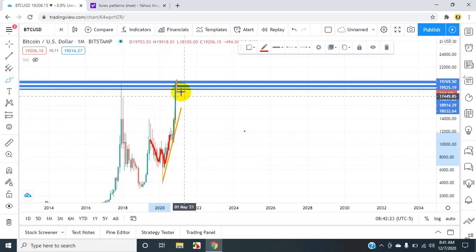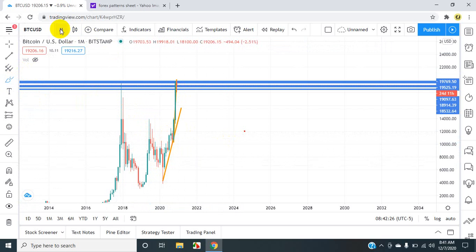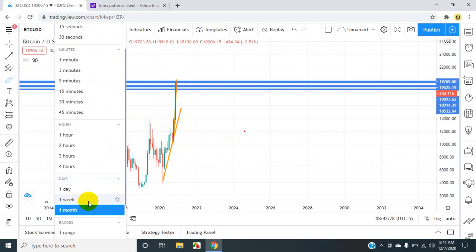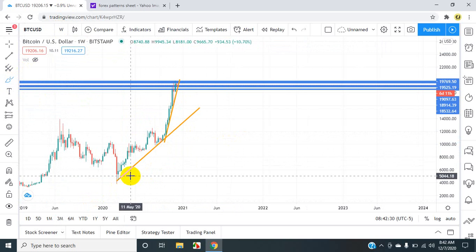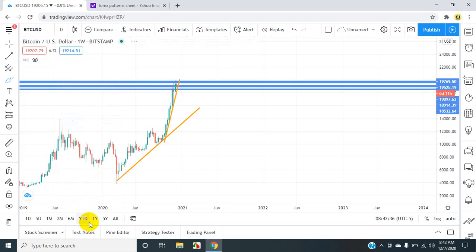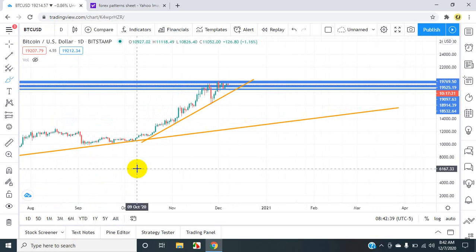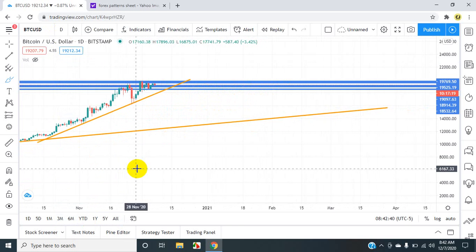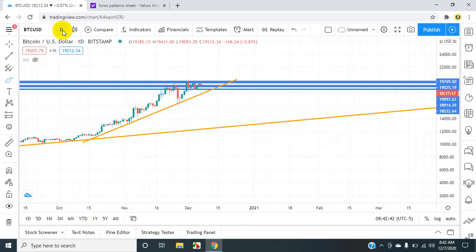So we have a W here in the monthly. Go down the time frame. Okay, I don't see a W in the weekly, but it is in the monthly. Let's go to the daily. I do not see one in the daily either.